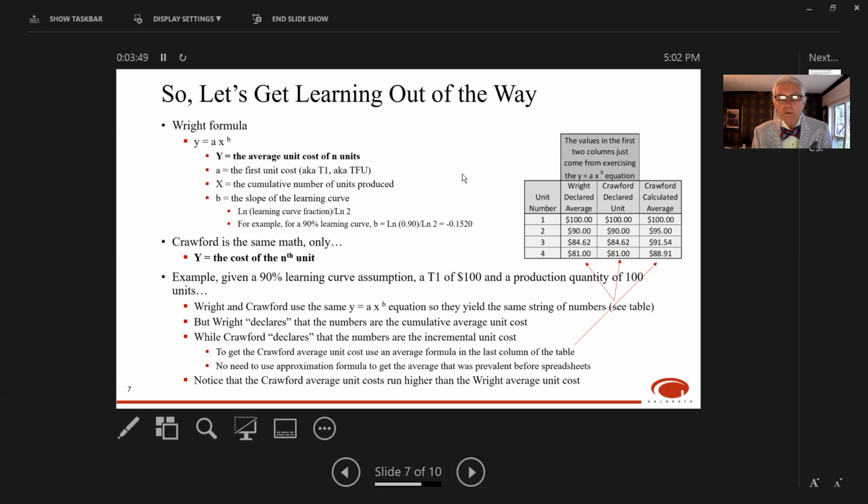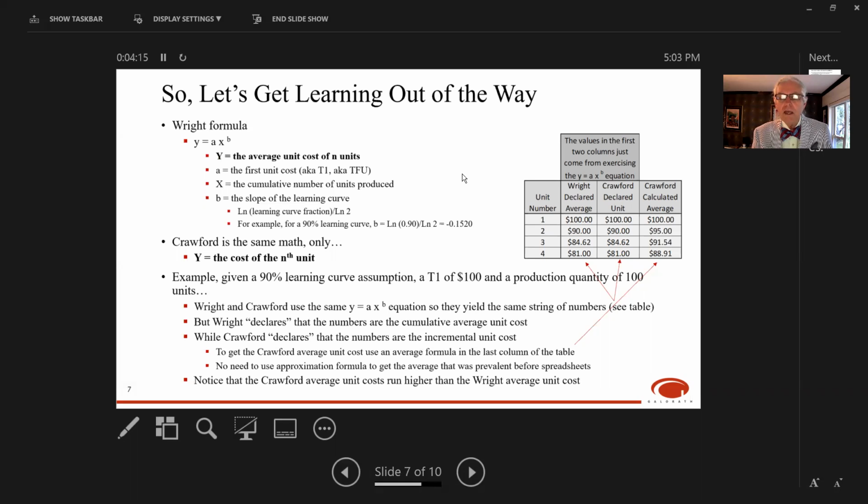So, for example, for a 90% learning curve, b equals the logarithm of 0.9 divided by the logarithm of 2, which is negative 0.1520. Now, Crawford uses the same math, only y equals the cost of the nth unit under Crawford. So let's look at an example given a 90% learning curve, a T1, or first unit cost, of 100, and a production quantity of 100.